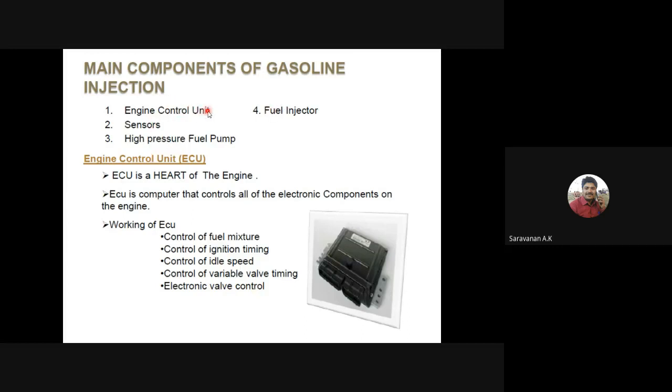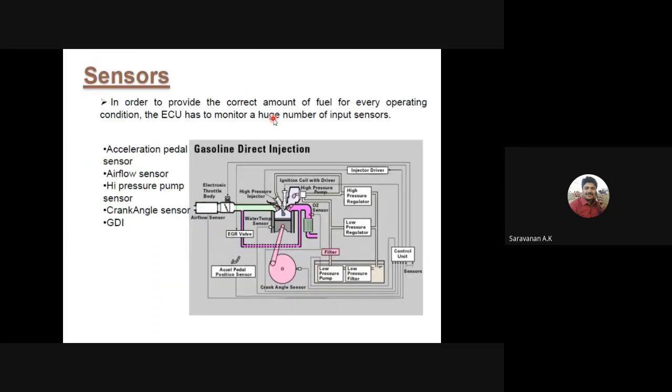How does the ECU unit work? The ECU gets information from the various sensors of the engine, which send signals to the ECU. Then the ECU gives instructions and controls the fuel injector. To the fuel injector we supply high pressure fuel through the high pressure pump. These are the major components. Then there are plenty of sensors, most probably the accelerator pedal or throttle position sensor, airflow sensor, engine temperature sensor, and crank position sensor.